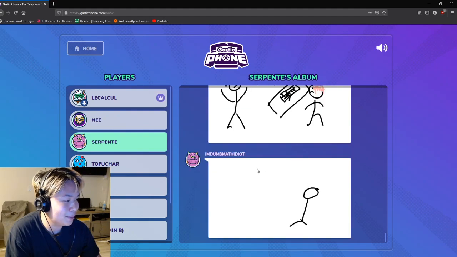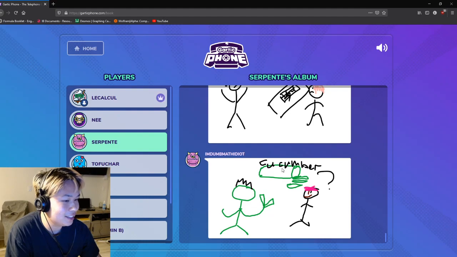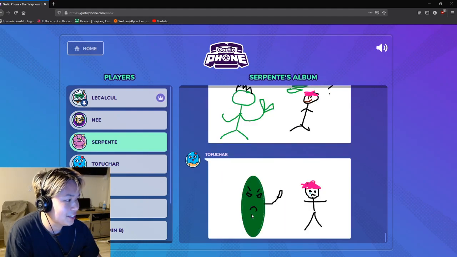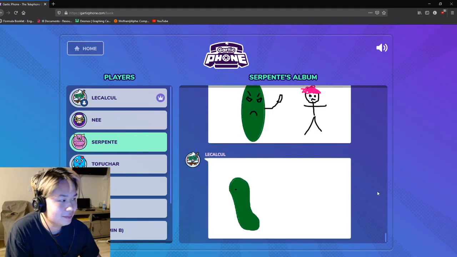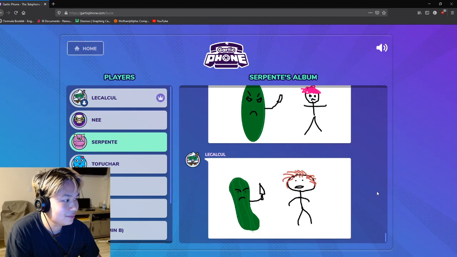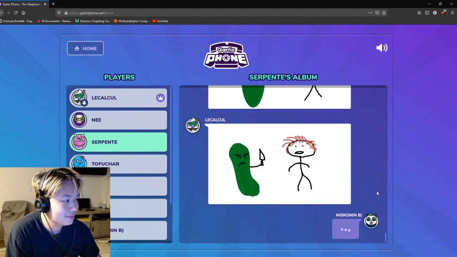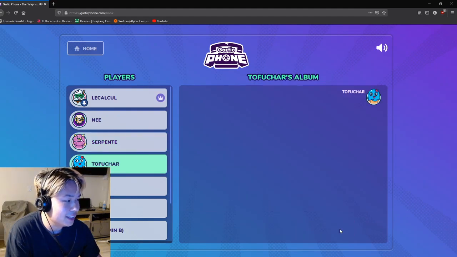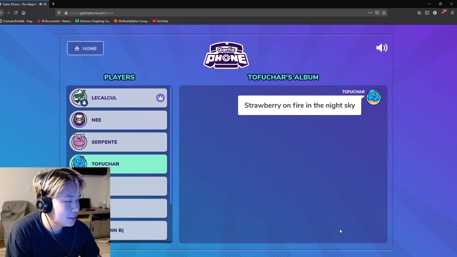Okay, these drawings are getting progressively worse. Why did he turn green? Why is it cucumber? Oh, this is where this is what happened. Pickle robs me with a knife. I could take on a pickle. Strawberry on fire in the night sky.